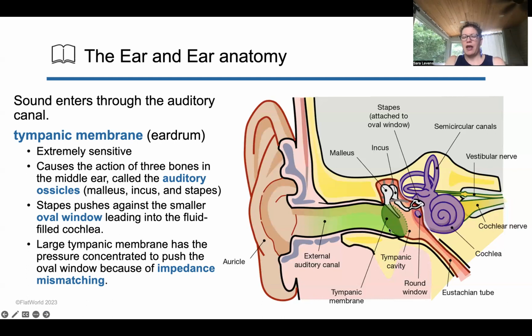So you're taking the sound from this larger tympanic membrane and narrowing it down to a much smaller window to compress the sound. Now, this large tympanic membrane has the pressure concentrated to push the oval window, as I just explained. And this is because of impedance matching, where going from this larger area into this smaller one is the compression element.